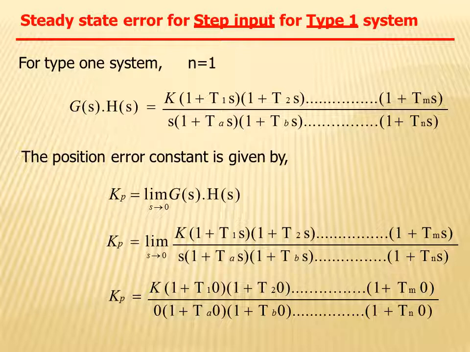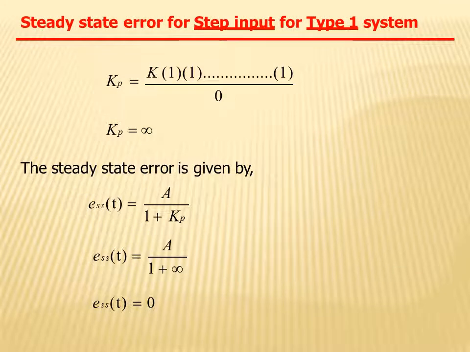So for type 1 system N is equal to 1. Observe the S raised to 1 term in the denominator, and G(S)H(S) is given by K(1 + T1S)(1 + T2S) up to (1 + TMS) divided by S(1 + TAS)(1 + TBS) up to (1 + TNS). The position error constant is given by Kp is equal to limit as S tends to 0 of G(S)H(S). Now replace this G(S)H(S), then take the limit.